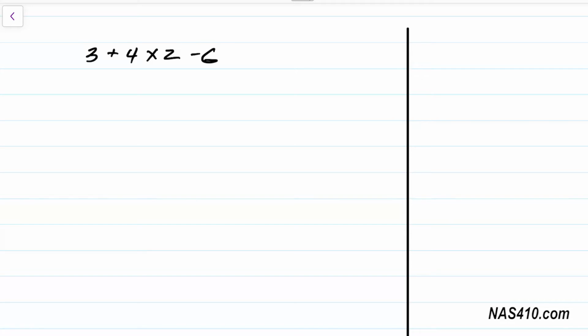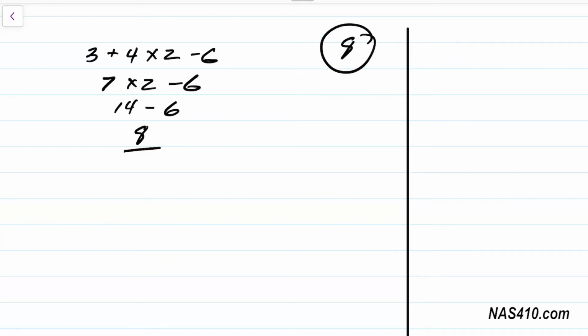So let's take a look at this problem here. I've got 3 plus 4 times 2 minus 6. Let's try solving this two different ways. The first way, I'm just going to do the math from left to right, all the way through, okay? And so I have 3 plus 4 is 7, times 2 is 14, minus 6, and 14 minus 6 is 8. Okay, I'm going to write that down right here so we can remember it later.